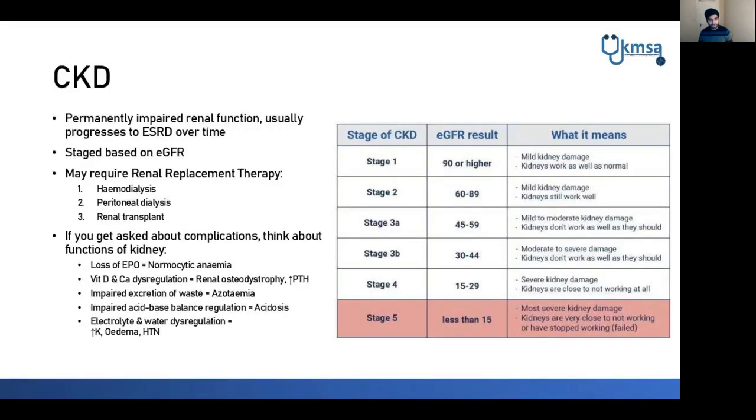So if you're not producing EPO, then you can get normocytic anemia. The vitamin D and calcium dysregulation can result in a thing called renal osteodystrophy, increased risk of fractures, and secondary hyperparathyroidism. Impaired excretion of waste results in this uremia or azotemia, and it causes symptoms as well. Of course, impaired acid-base regulation causes acidosis, and also the major one is that your electrolyte and water dysregulation results in a whole host of things, specifically hyperkalemia, edema, and hypertension.